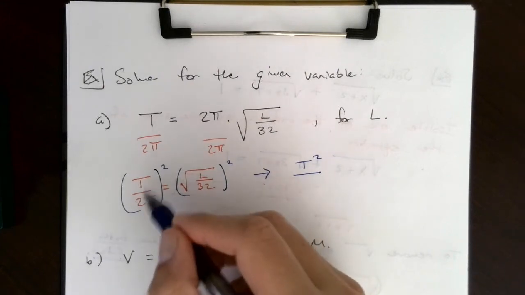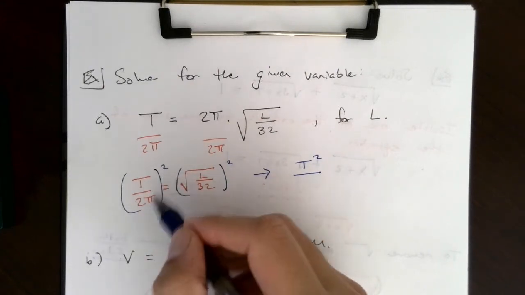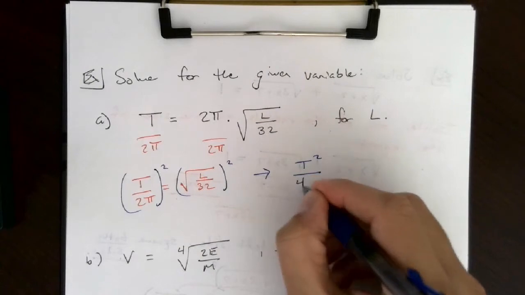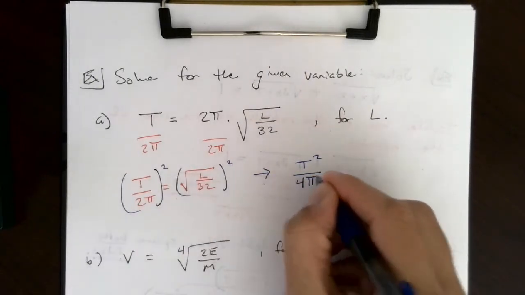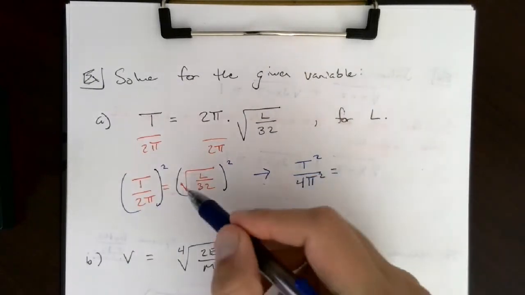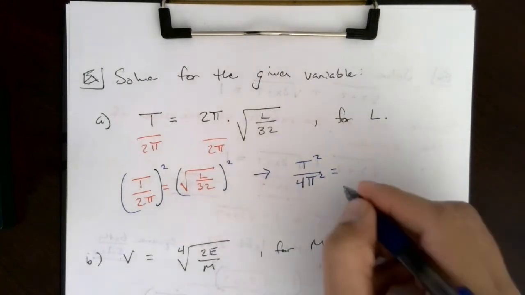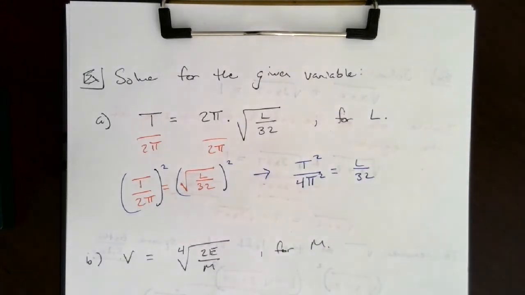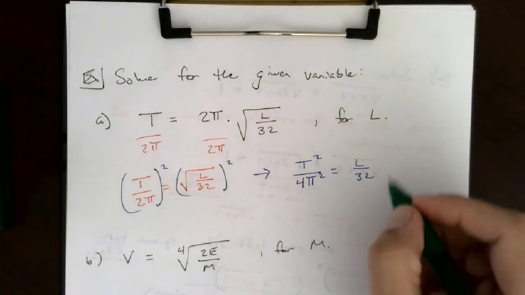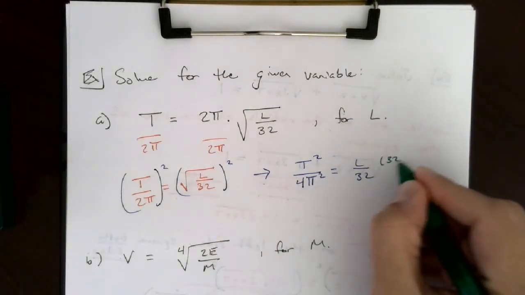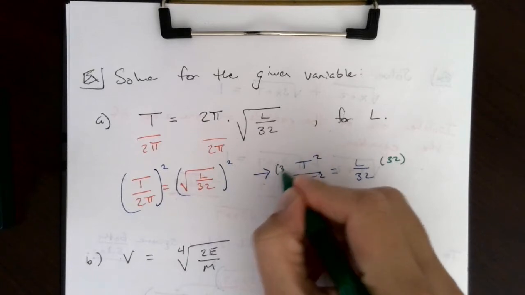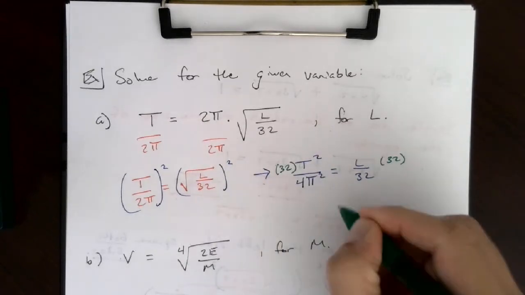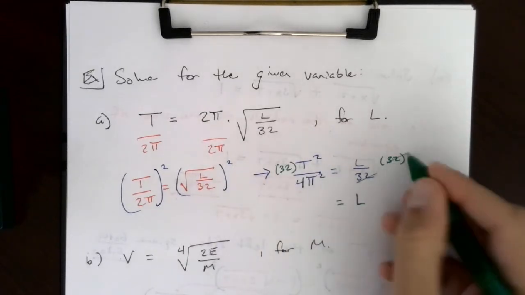For division or multiplication, remember, you can just bring the power through. 2 squared will give me 4. Pi squared will give me pi squared. It's equal to the square root getting squared, which just leaves you with what's on the inside. So I'm left with L over 32. And then to solve this for L, well, this is L divided by 32, so I want to multiply by 32 to isolate L on one side. So I have L on this side, which is good.